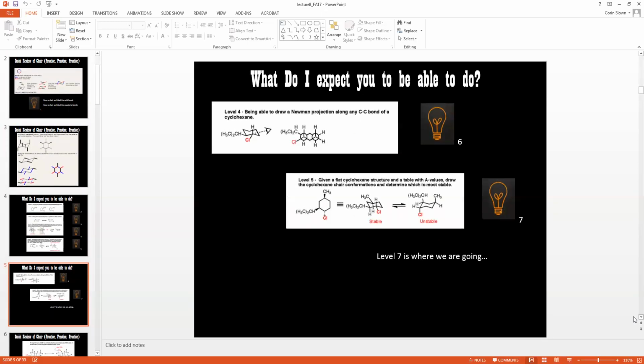Level 4, right, is being able to draw a Newman projection along any carbon-carbon bond. So we're going to practice doing that today with our whiteboards. And then level 5 is if I had a flat cyclohexane structure and I had a table with A values, I'd be able to figure out what's the most stable structure. And these A values really refer to whatever the substituents are around the ring. So if you think about level 5, right, that's kind of where we're at right now. These are the skills that I expect you to be able to have. Level 7 is where we're going next. So that's our next goal.